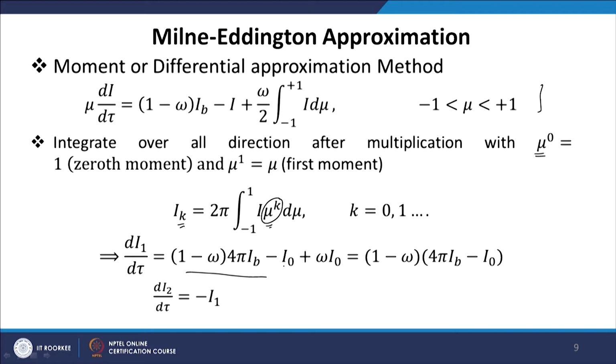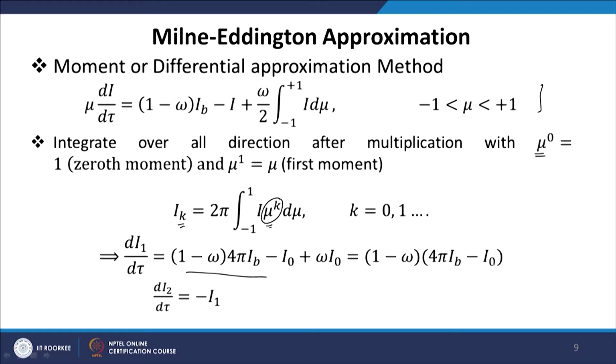So, again we see that we have got rid of the integro-differential equation and we have simplified this equation into a simple ordinary differential equation. So, (1 minus omega) 4 pi Ib minus I0 is the first equation that we have obtained by taking the 0th moment of this radiative transfer equation.